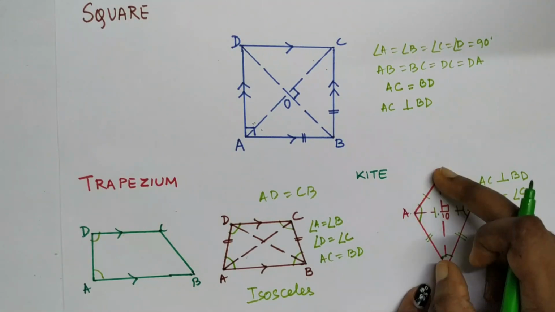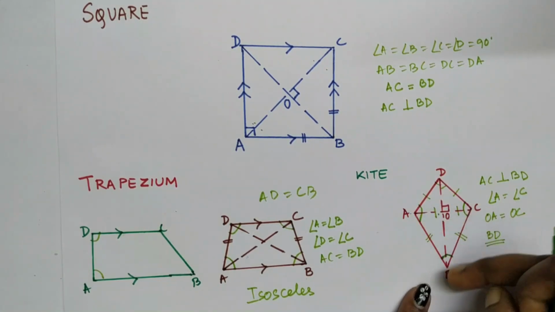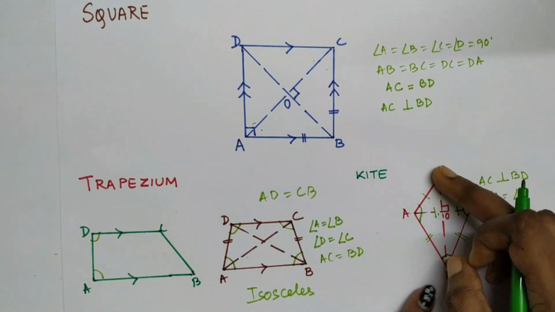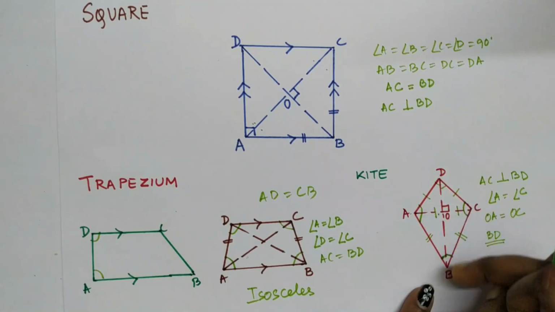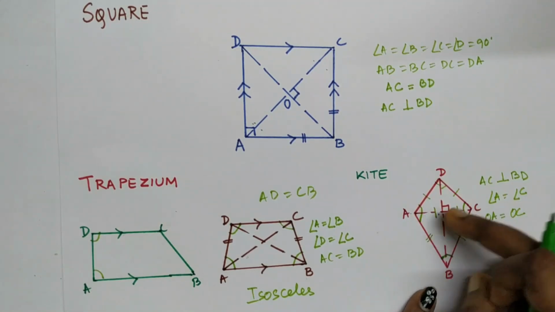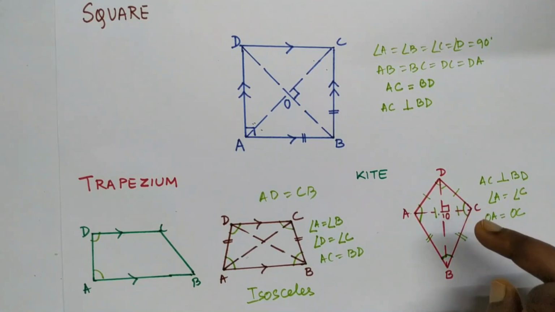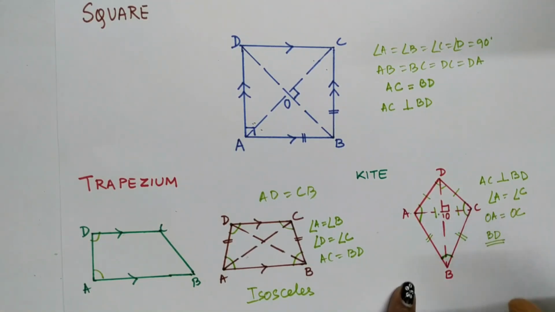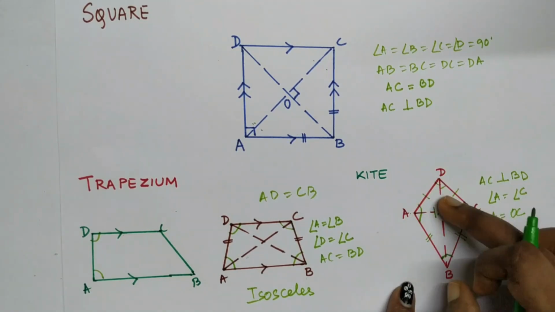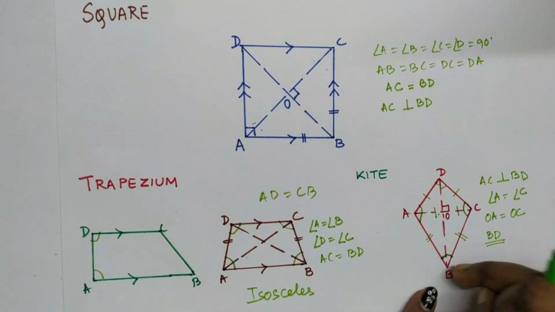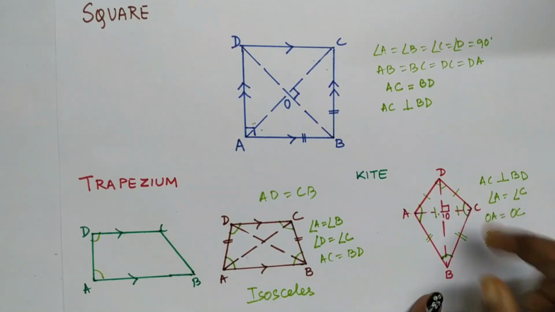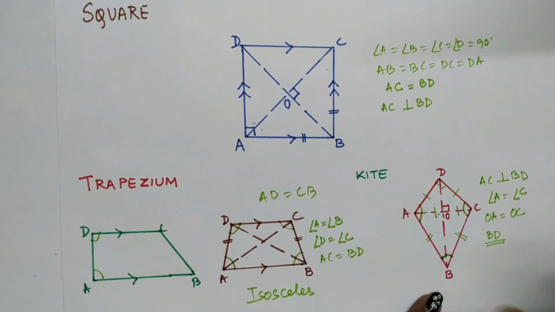You can see that AD is equal to CD, AB is equal to BC, and the diagonal BD is common in both. So the SSS axiom of congruency can be met. So we can say that triangle ADB is congruent to triangle BDC in a kite. So using these concepts and properties of the different quadrilaterals, let us now solve a few questions.